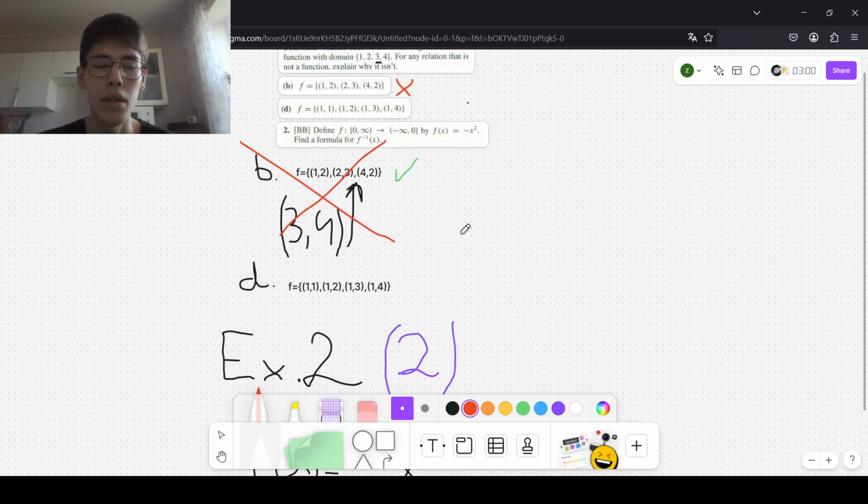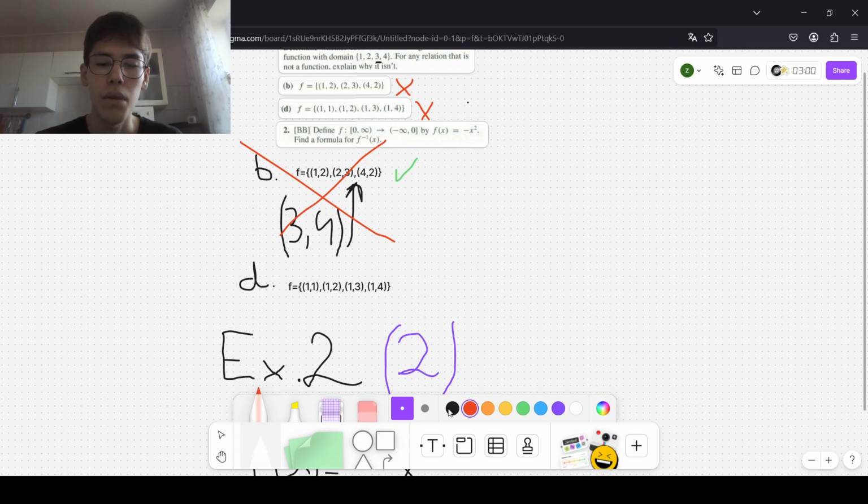The second one. In the second one we have pairs 1, 1, 1, 2, 1, 3, 1, 4. Here the same input x equals 1 is mapped to multiple outputs such as 1, 2, 3 and 4. But in a function we know that each x can have only one output y, so it is also not a function.